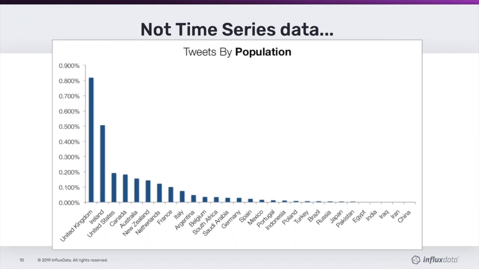Again, we're looking at tweets here, and we're looking at what percentage of tweets are coming from what countries. We've got the countries listed along the x-axis. We can see what percentage of tweets those are. We don't have any time series data here. Now, if we were to look at what percentage of tweets are coming out of which countries at specific times and how that changes, we could turn this into some time series data that we could track. But as it is right now, this is not time series data.